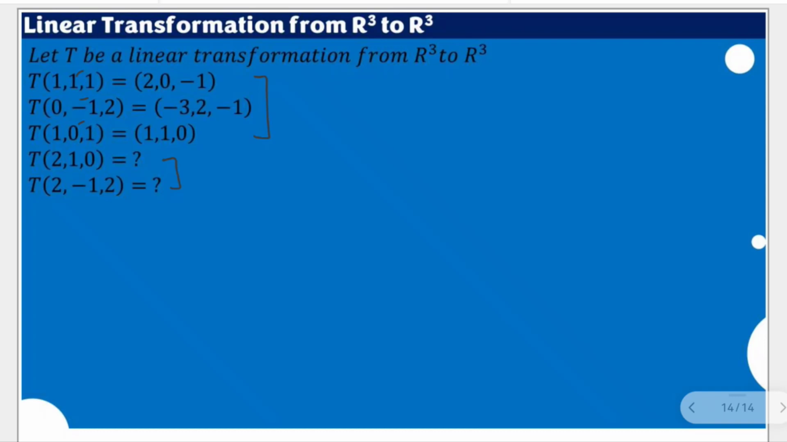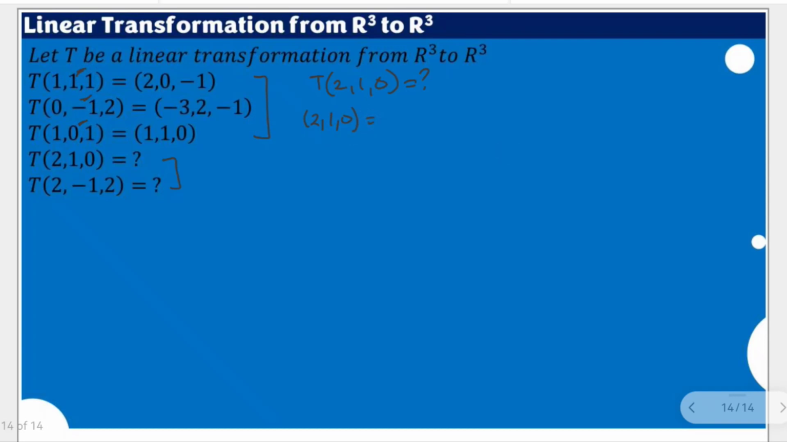But here we have (1, 1, 1), (0, -1, 2), and (1, 0, 1). And then it might take a lot of time here, so please bear with me. We're going to discuss the entire process because we have two unknowns here. What we could do in solving for the first, (2, 1, 0), is to come up with a linear combination of this together with the given vectors.